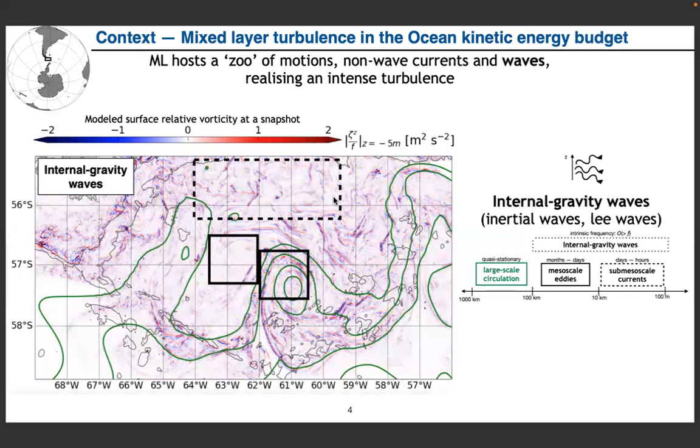Another type of motion in the mixed layer are internal gravity waves. We can see from the snapshot of relative vorticity that they correspond to a background signal, which is the most intense at frontal areas. And internal gravity waves have a horizontal scale spreading in the meso and submesoscale ranges.